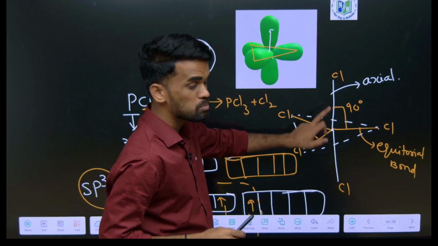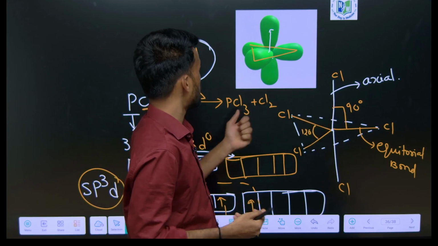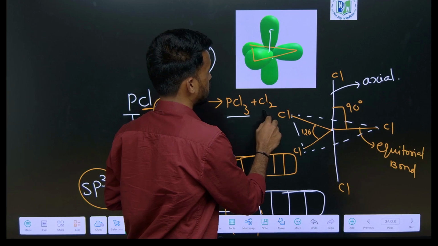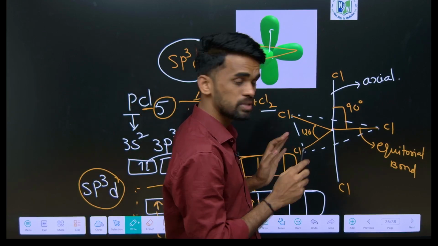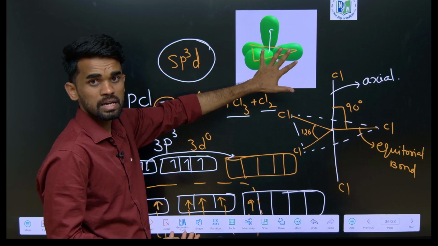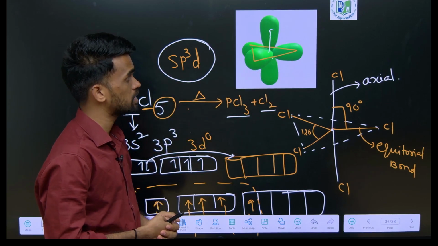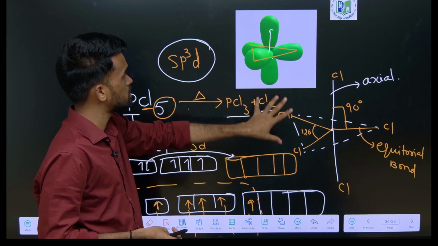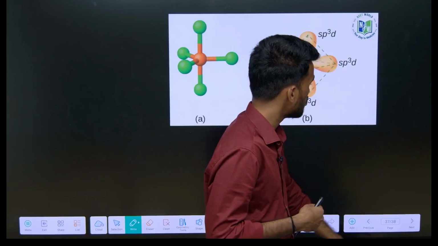Whatever these 2 axial bonds are there, they are relatively weaker. Therefore, they will dissociate and we will have PCl3 and Cl2 as the products. Okay, I hope this is also clear. We will learn about this in detail in the upcoming class, after discussing valence shell electron pair repulsion theory, because we may expect questions from this sp3d geometry or any of the other concepts.